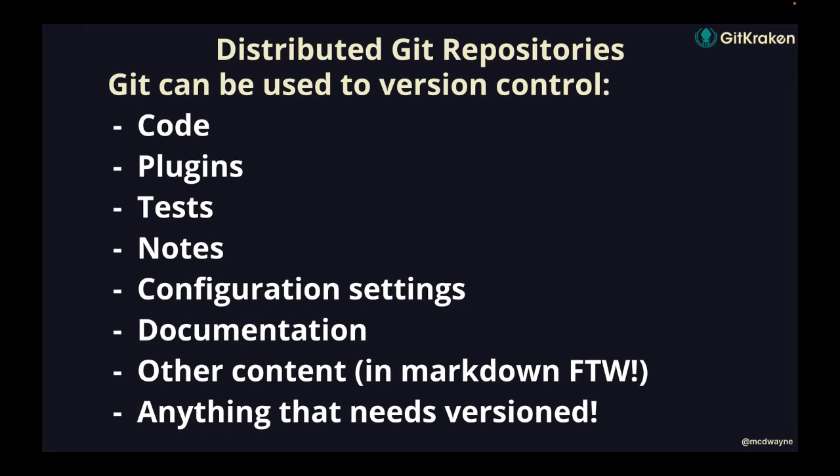So conceptually, what should we store in Git? Anything that you can write down in a text file is a great idea to store in Git. Anything that needs to be versioned over time, literally anything. Configuration settings, documentation. Documentation is actually an amazing use case for Git, because then we can always go back and see what previous versions of our documentation said.